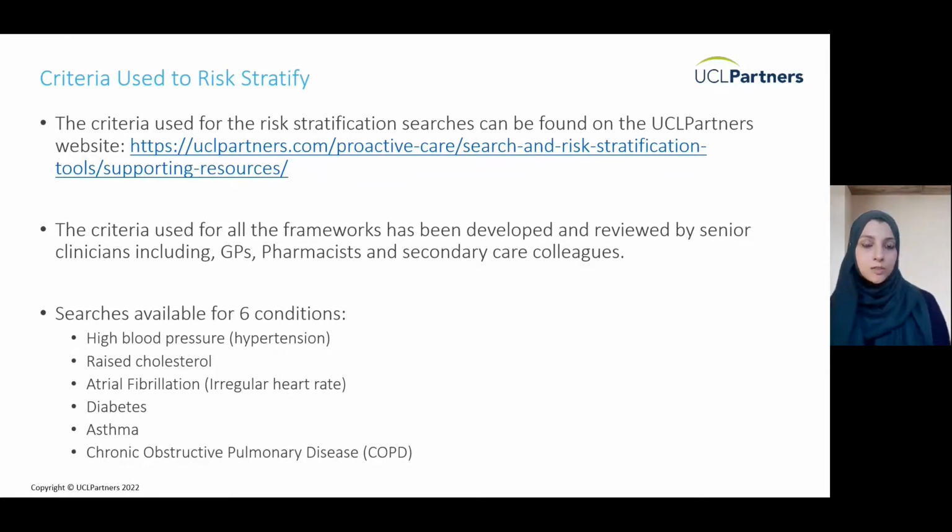The criteria used for the risk stratification searches can be found on the UCLPartners website, and the criteria used for all the frameworks has been developed and reviewed by senior clinicians, including GPs, pharmacists, and secondary care colleagues. Currently, we have searches available for 6 conditions. So that's high blood pressure, raised cholesterol, atrial fibrillation, diabetes, asthma, and COPD.